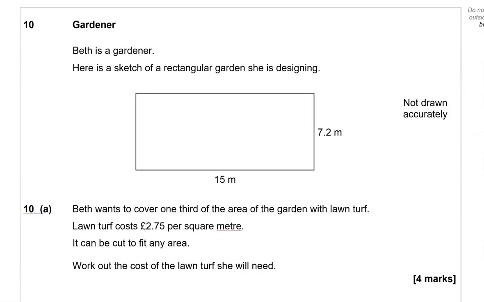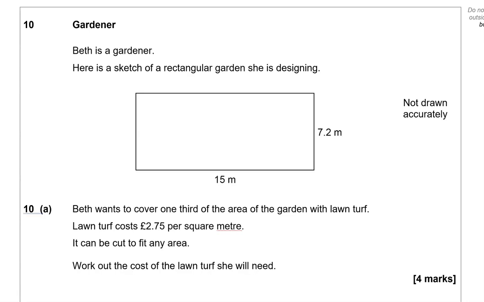Gardener. Beth is a gardener. Here is a sketch of a rectangular garden she is designing. Beth wants to cover 1/3 of the area of the garden with lawn turf. Lawn turf costs £2.75 per square metre. It can be cut to fit any area. Work out the cost of the lawn turf she will need.